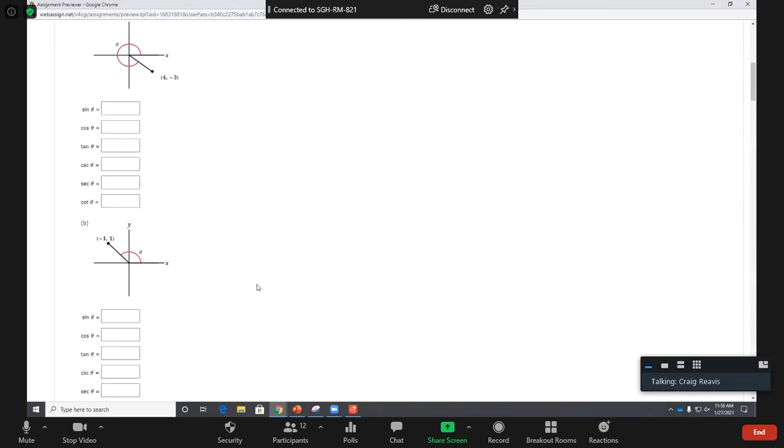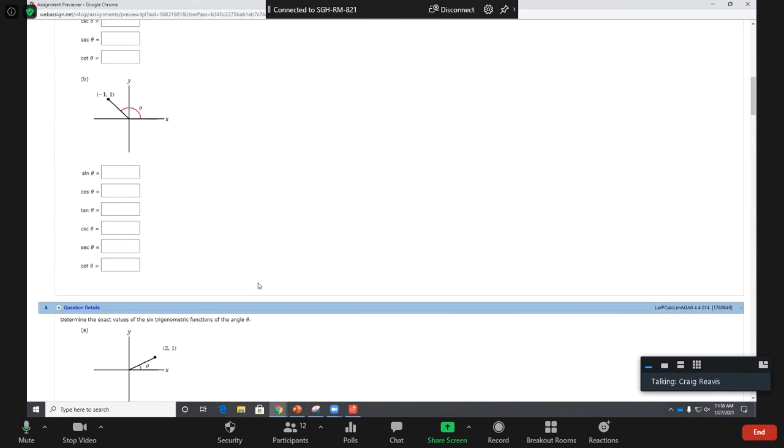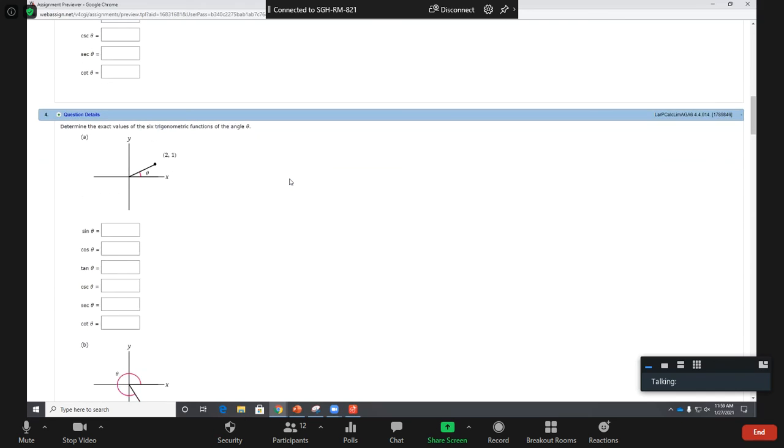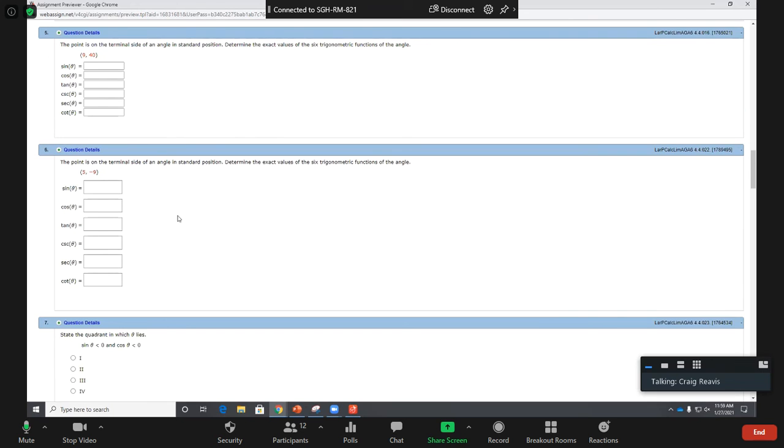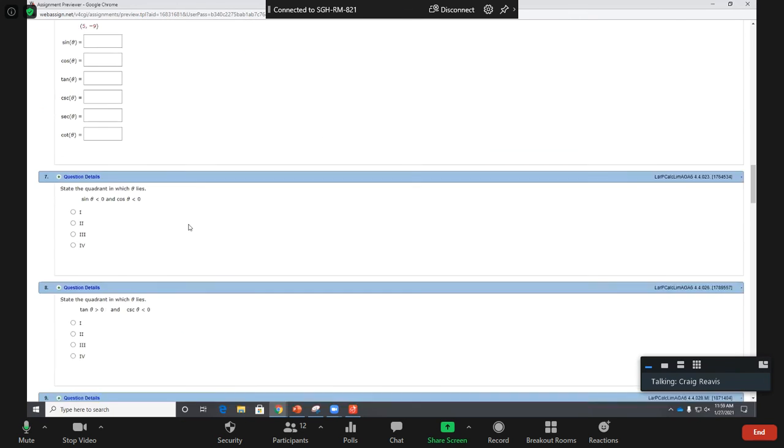There we go. Another problem just like that, just at a different point. You have to use your Pythagorean theorem. Same thing here, except they want you to draw it out. It gives you the point (9, 40). So that means you go over 9, up 40, and then draw your triangle and use the quadrant to get the signs right. Same thing there.